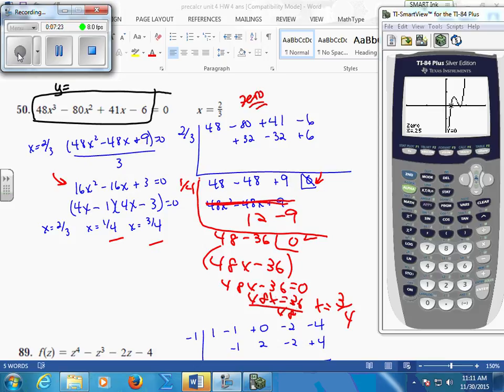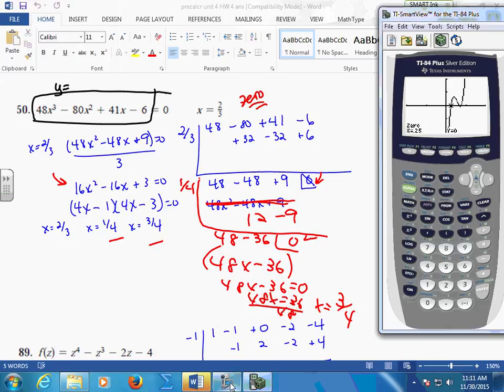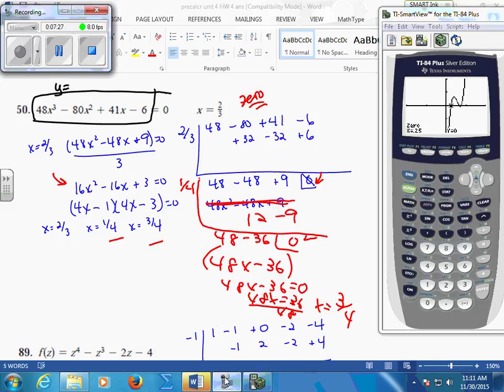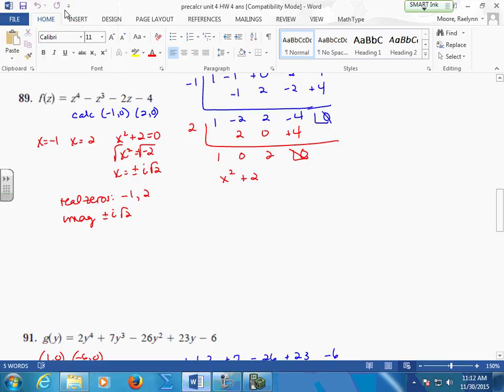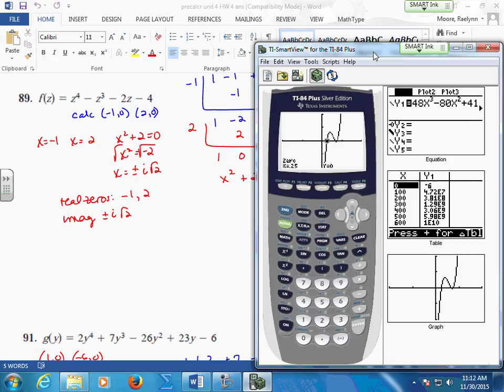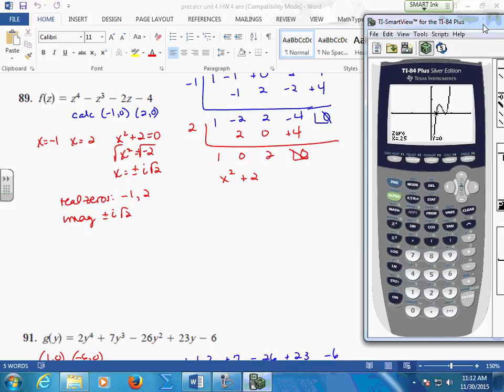Yeah? It was good to get my calculator back up here. I graphed this guy, and I noticed it's a little bit weird. We thought that we would find how many zeros? What's your highest? 4. Yet when I graph this, I'm only going to see it cross the x-axis twice.